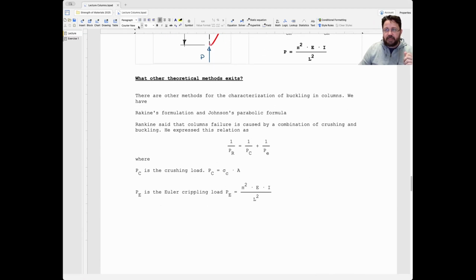So another two methods that appear were these two: Rankine's formulation and Johnson's parabolic formula. There are other methods, but these are the physics behind column design. Rankine's was, and I'm going to put it in very simplistic words.